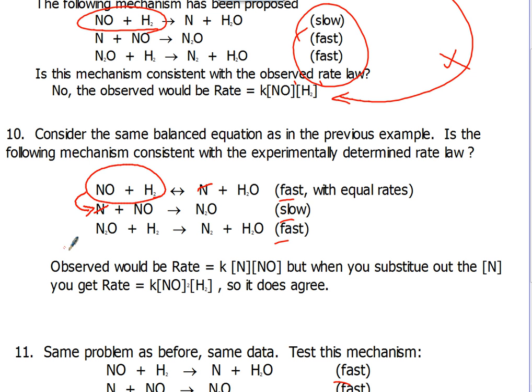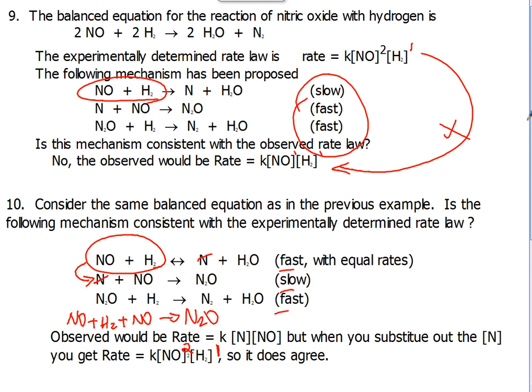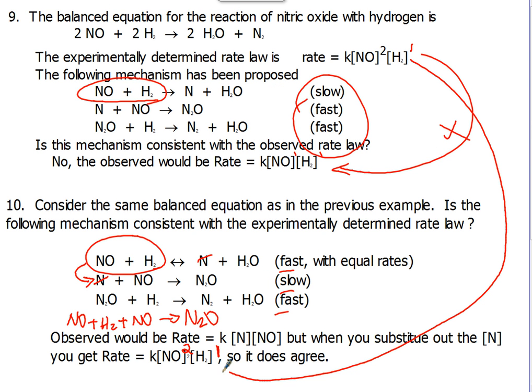And when you do that, you have NO plus H2 plus NO produces N2O for this slow step. How many NOs are there? 2, which matches up with our squared. How many H2s are there? Only 1. So that matches up with this rate that was determined by the data.